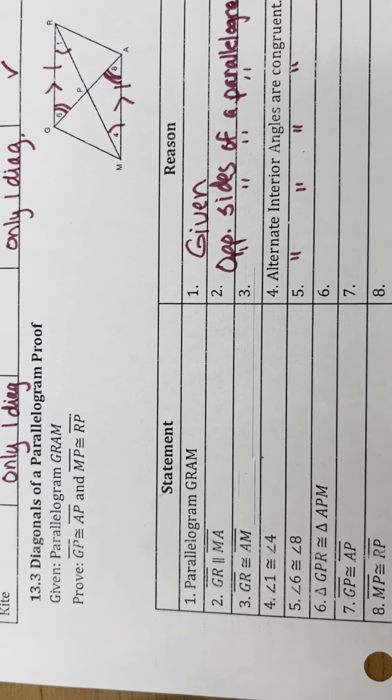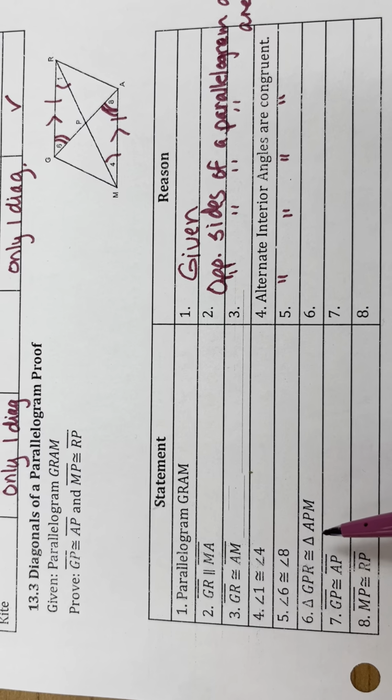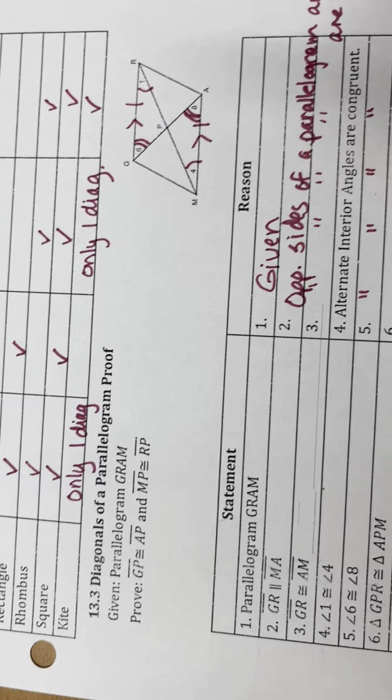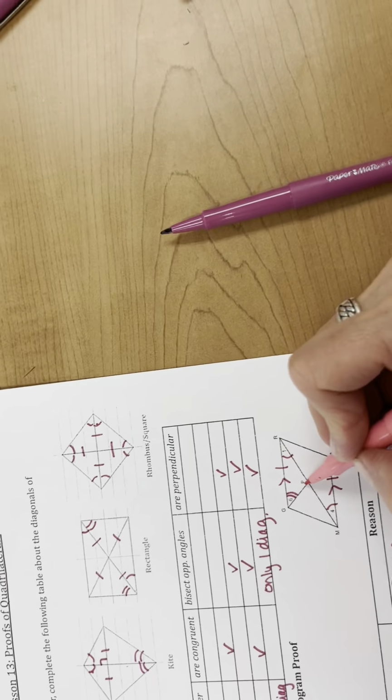I'm too far along. So triangle GPR is congruent to triangle APM. So what I want to do is highlight them. Hold on one second while I do this.